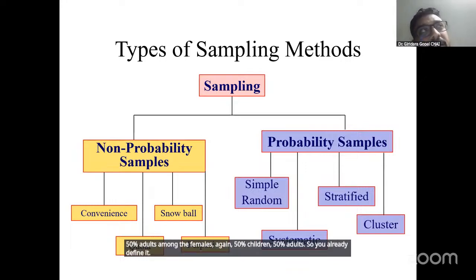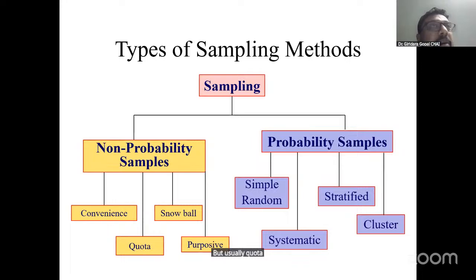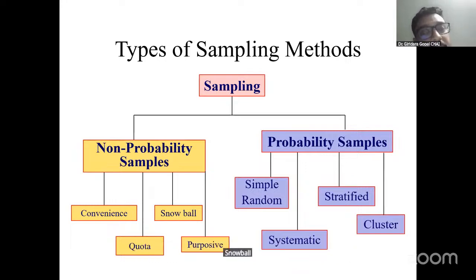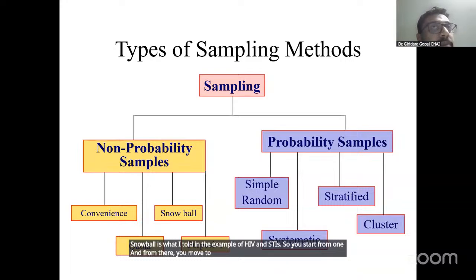But usually a quota sample is not representative, though it is usually carried out in a very quick manner. Primarily, you say, we want to ensure that we have all age groups, all genders, all necessary characteristics addressed in the final sample. So let's go with a quota. Snowball is what I described in the example of HIV and STIs. You start from 1, and from there you move to 2. From 2 you get 3 more, from 3 you get 4 more, and like that you keep growing. So that is all about it.